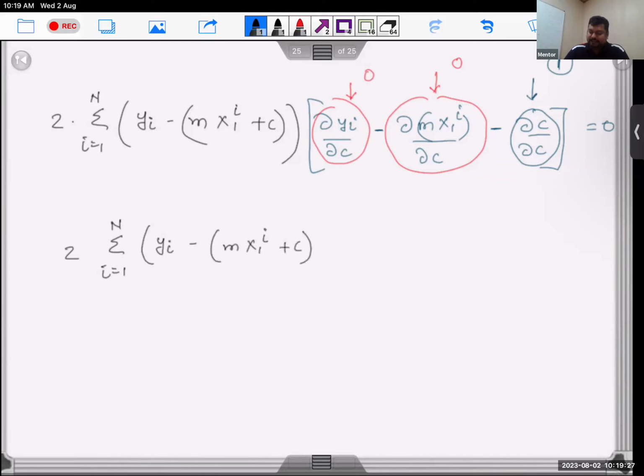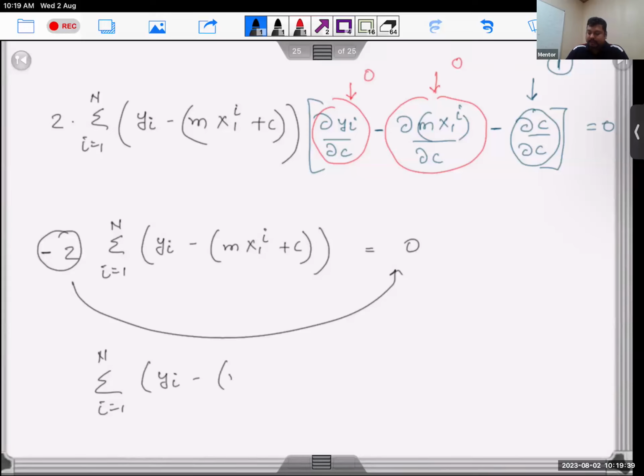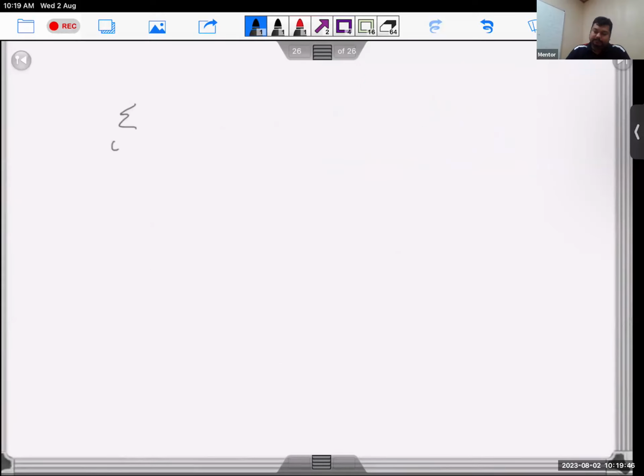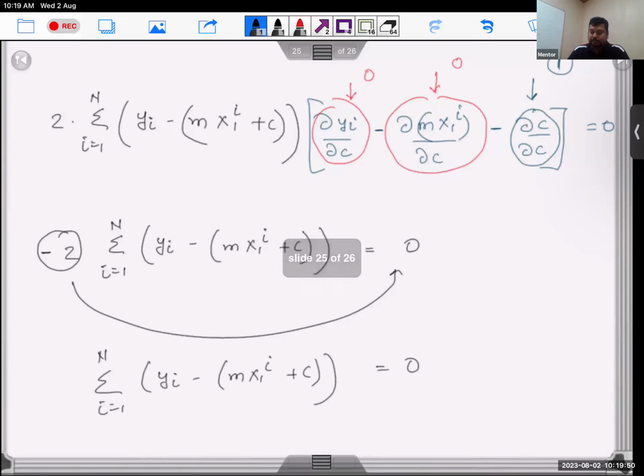Can I take this minus outside and say this is -2? Yes. And if you equate it to 0, -2 can be taken to the other side, so that will go to 0. So this is what I have, and you will equate it to 0. This summation, if you see, is involved with this whole term. Summation is with the whole term.